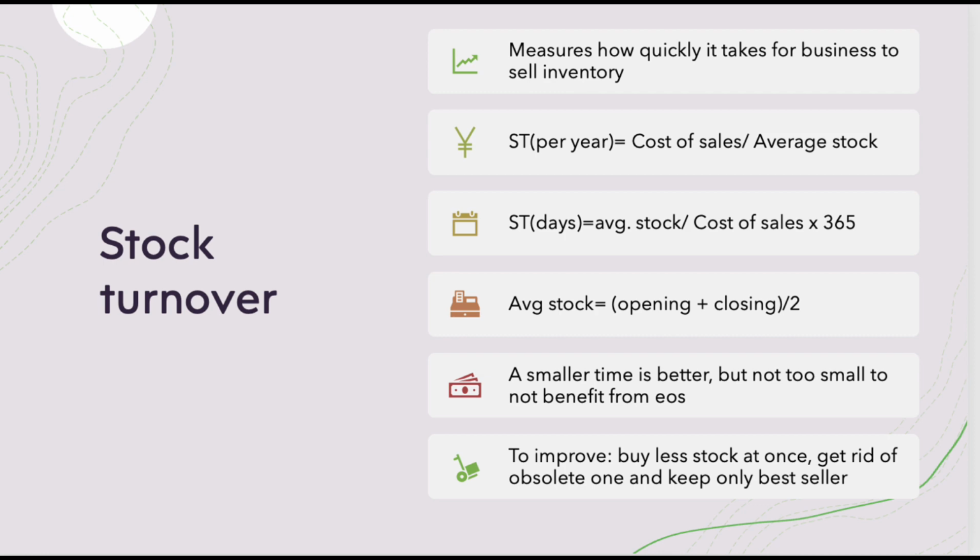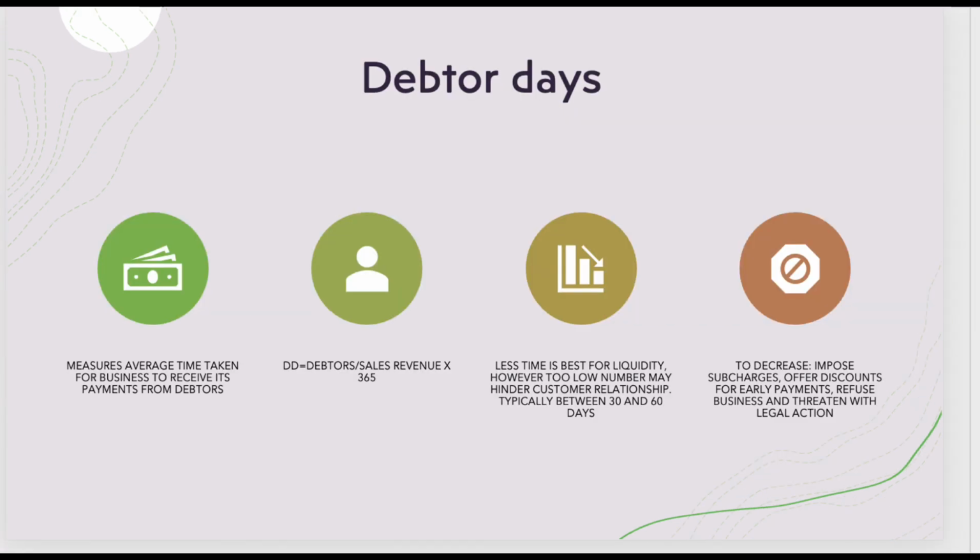Usually less time is always better. However, you must be careful to not be selling too quickly because you've got to know when to restock, and it could help you with benefiting from economies of scale. In order to improve this, obviously you can hold lower stock levels, you can get rid of obsolete stocks, and you can only keep your best selling items.